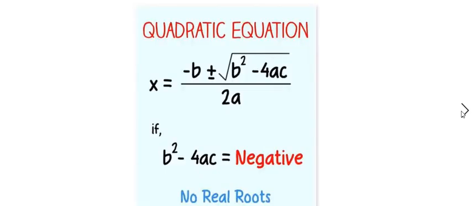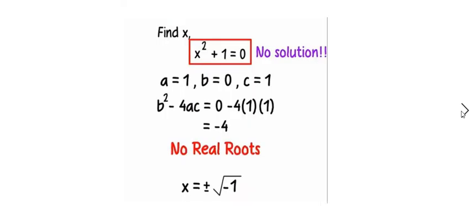Do you remember how you found the solution of a quadratic equation using the formula? If the discriminant b² - 4ac was negative, we said there are no roots of the quadratic equation. In our example, x² + 1 = 0 will not have any real roots, as the value of the discriminant is -4. What will we do with this? What was the problem here?